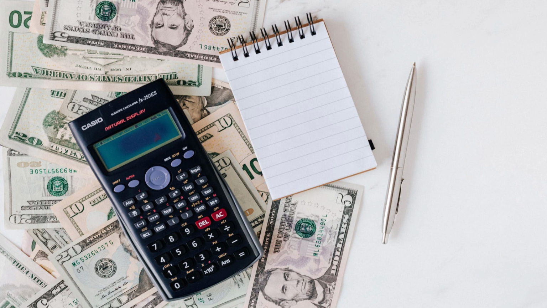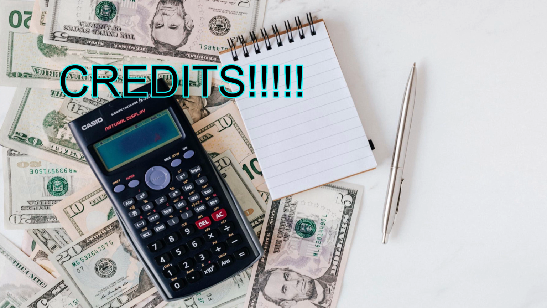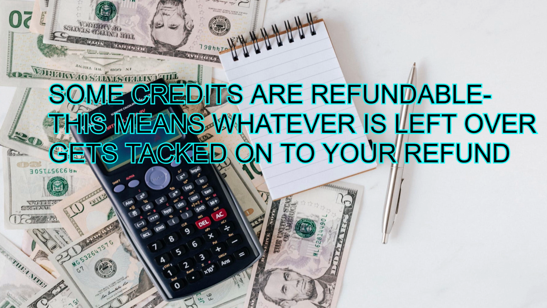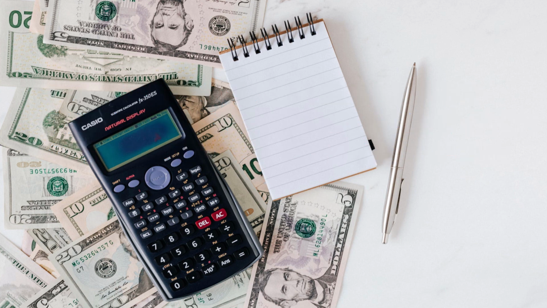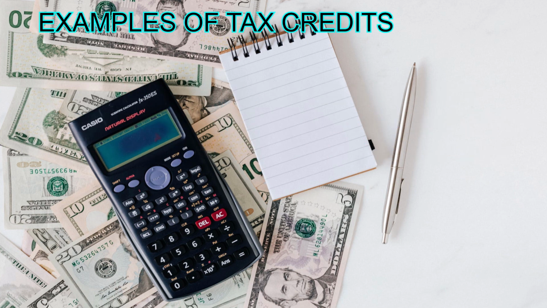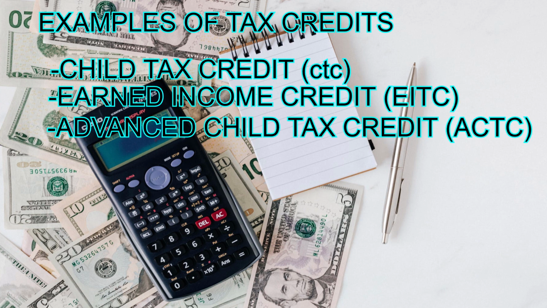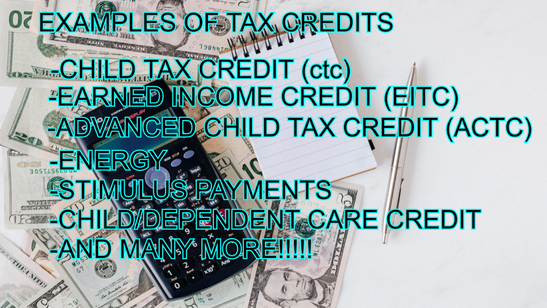So before we can look at Jack's total tax picture and the refund he's going to receive, we need to talk about credits. Credits are amounts of money that directly reduce the amount of tax you pay. And in some cases, tax credits are refundable, meaning that you can receive anything over that tax credit after your tax due has been paid as a refund. Some common examples of tax credits are the child tax credit, the earned income credit, the advanced child tax credit, energy credits, stimulus payments are considered tax credits, child and dependent care credits, and there's many more, but those are some basic ones.